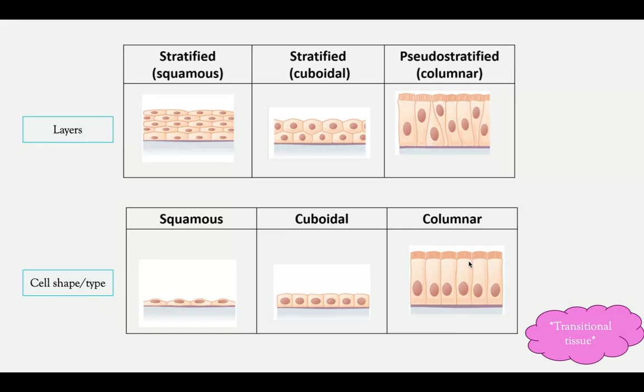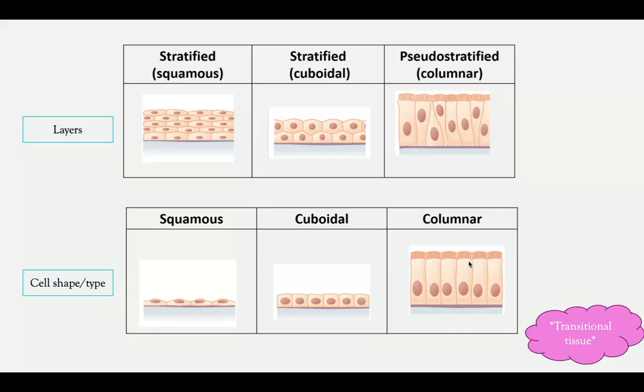Okay, so those are our classifications. We look at first, okay, how many layers is it? One layer? Multiple layers? Looking sort of like multiple, but actually only masquerading as multiple and is really just single, right? And then we also look at the cell shape or type.